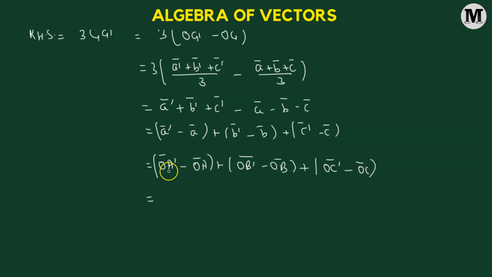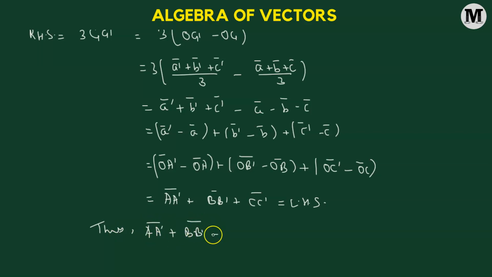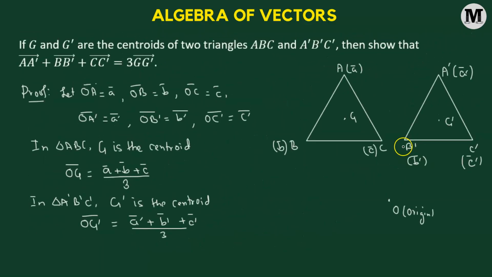Fine. Now what is OA prime vector minus OA vector? This is simply given by AA prime vector. Then OB prime vector minus OB is going to define BB prime vector added to CC prime vector, and this is the expression on the left hand side. So thus we have successfully verified that AA prime vector plus BB prime vector plus CC prime vector is equal to 3 times GG prime vector, where G and G prime are the centroids of the triangles ABC and A prime B prime C prime.